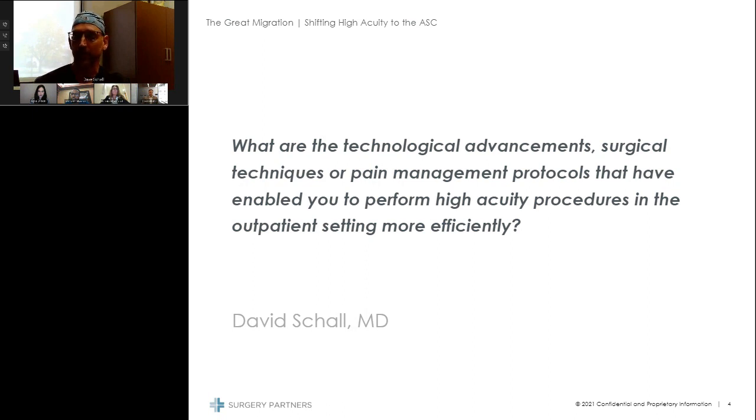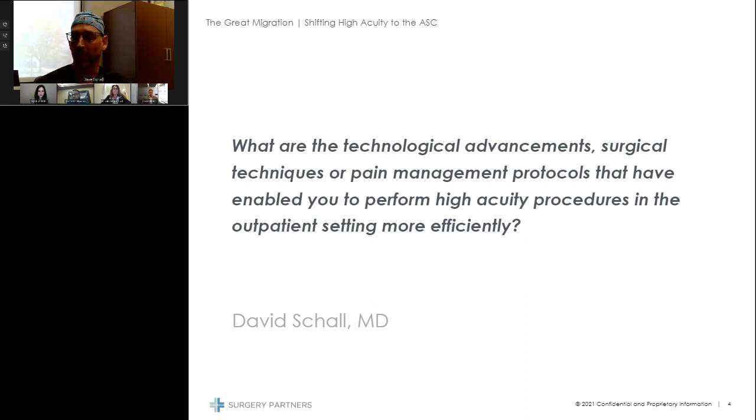I've changed some things in regards to, I do press fit total knees without cement. That simplifies things. I've gone with and without the tourniquet. But surgical technique hasn't changed a whole lot. I think the biggest thing that's changed in my practice really is the protocols and the pain management. Having a set schedule and a set system to give patients the medications before surgery, during surgery, and after surgery.